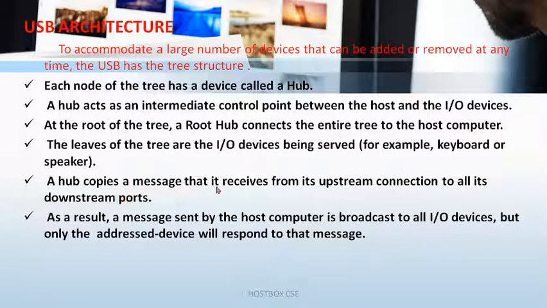Also, a hub copies a message that it receives from the upstream connection to all its downstream ports. As a result, a message sent by the host computer is broadcast to all IO devices, but only the addressed device will respond to that message. So once the USB port supports your hardware output device, then only it will recognize it and provide permission. At last you can view the document. For example, if you connect a speaker, you can listen to the audio.